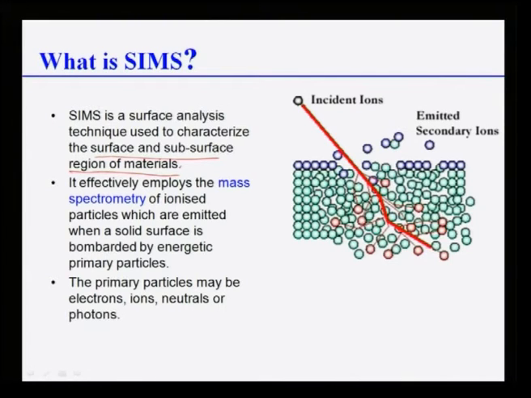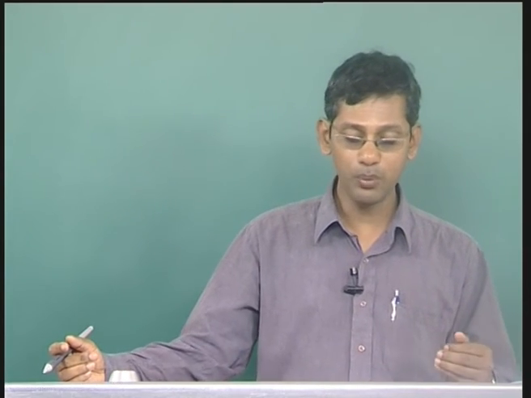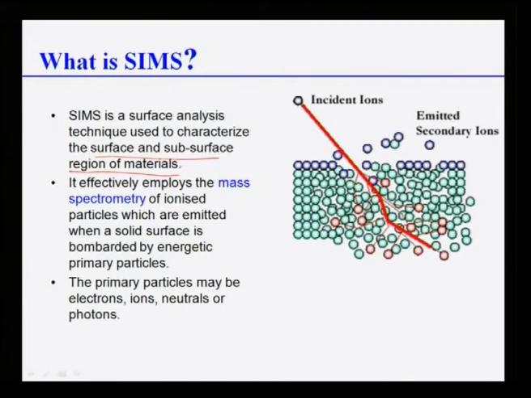We have an incident ion source. It can be any ion, but mostly cesium and oxygen ions are used, which are accelerated with certain kinetic energies and then allowed to fall on the surface of a sample or target. Once they arrive, they create a cascade of events in which secondary ions are emitted from the sample. Primary particles are mostly ions, though they can also be protons, neutral or charged species, and they invade the sample surface.